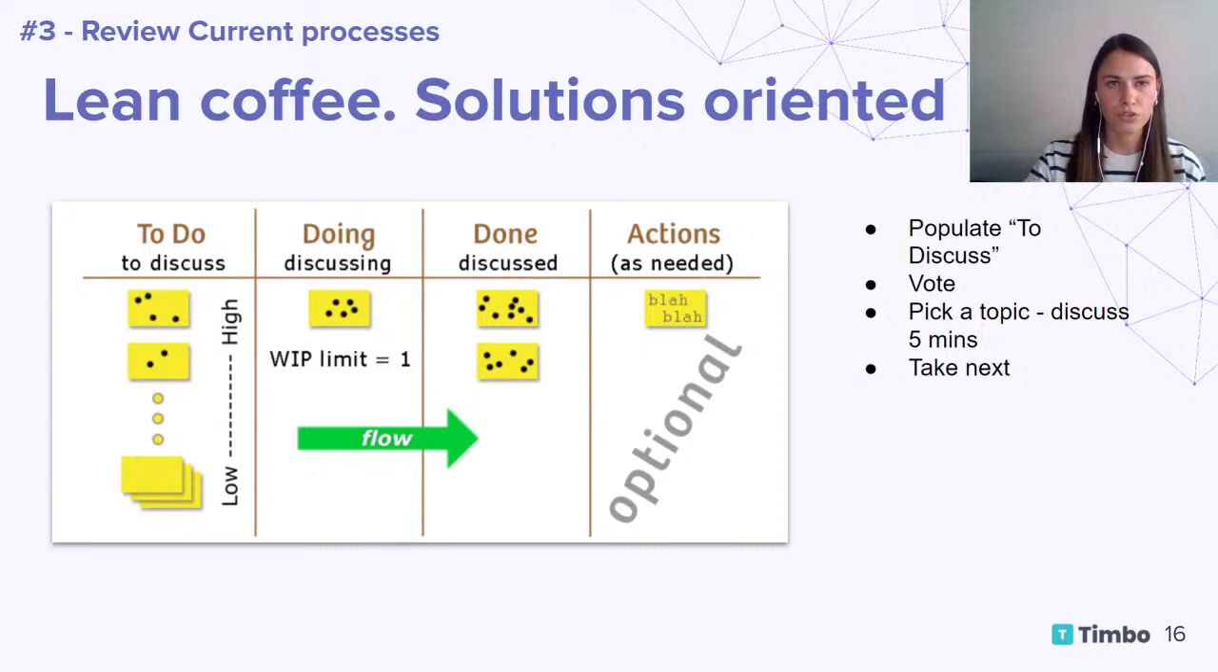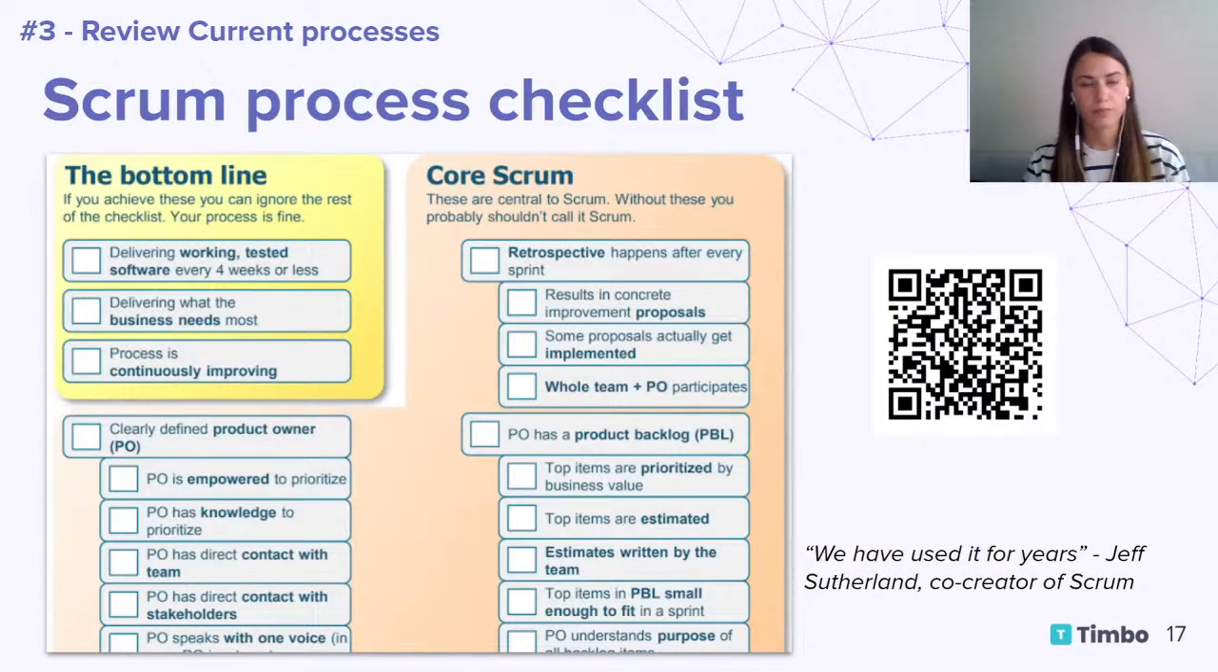Let's move on to another one. Let's imagine you'd like to check how you are working as a Scrum team. Basically, if you feel that your team is great and you have nothing to improve, your health check is all green and everything's great, you don't have anything to discuss. Another source of inspiration for improvements might be the Scrum process checklist.